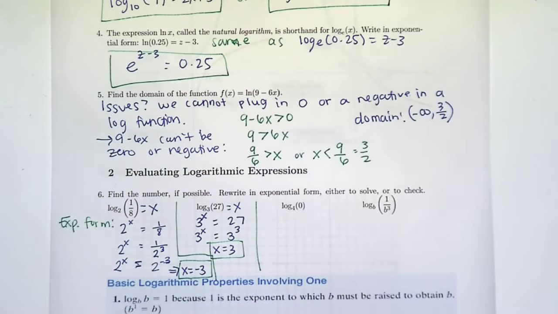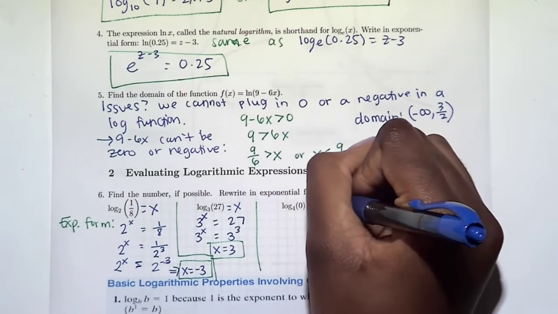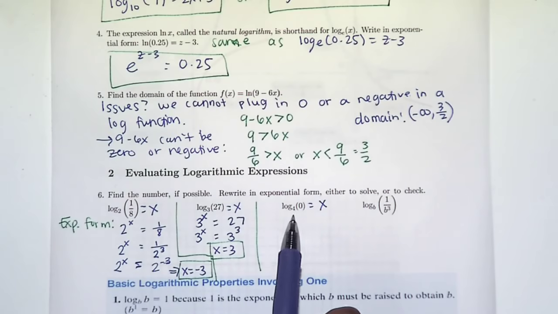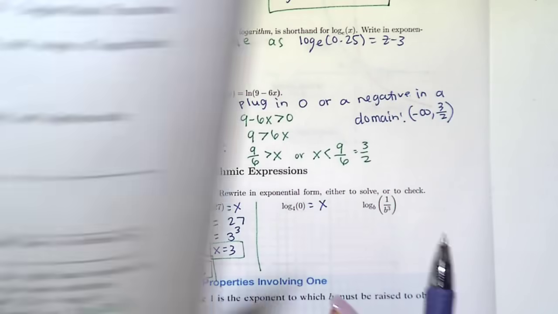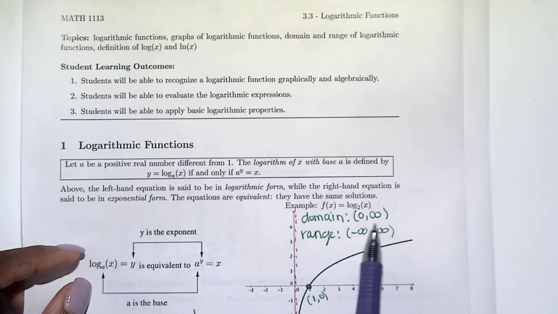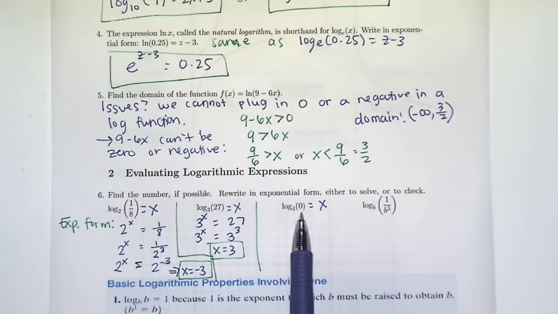All right, let's do another one. Log base 4 of 0. We're trying to find what that is, so I'm just going to call it x. Red flag should be going off in your head. Log of 0? We've already discovered we can't take a log of 0, right? The domain of a log is from 0 to infinity, not including 0. We should not be able to do this. So let's see why it doesn't work.